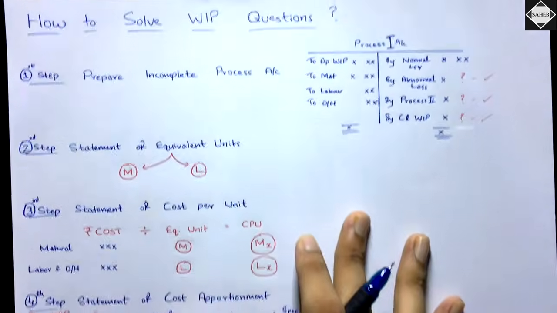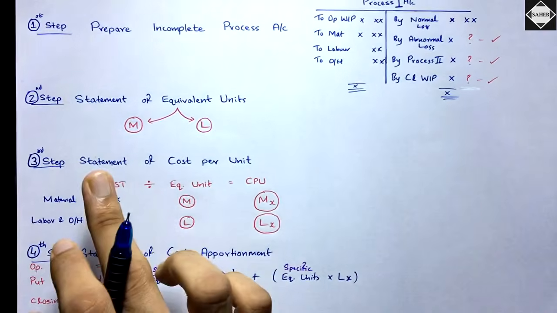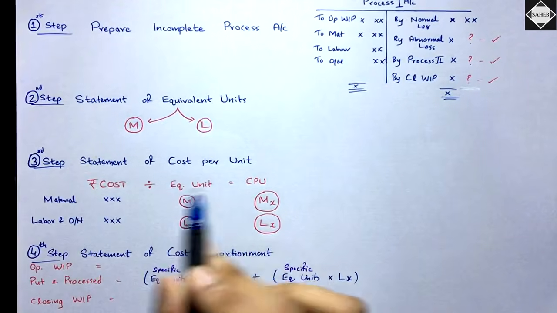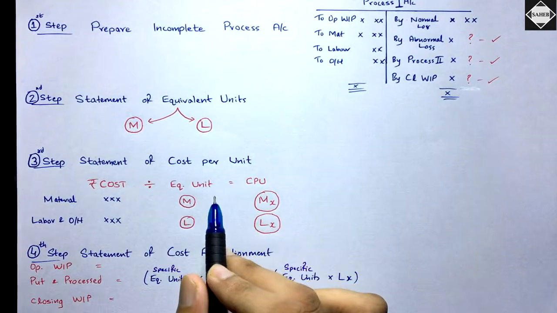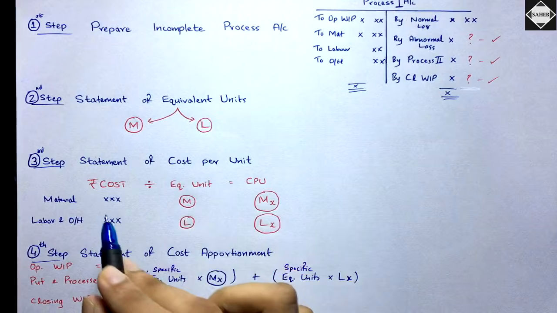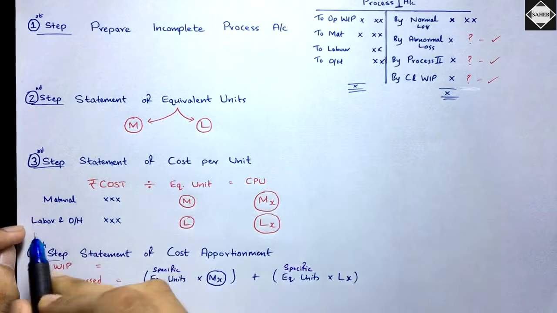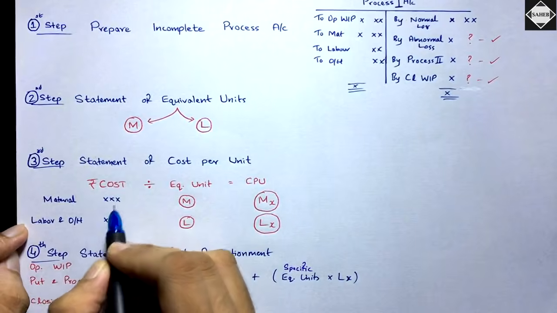All right, and then what are you going to do? In the third step you are going to find the cost per unit. Okay, statement of cost per unit. In the statement of cost per unit, what you're going to do is take the total material cost and the total labor and overhead cost, and then some modifications are there.